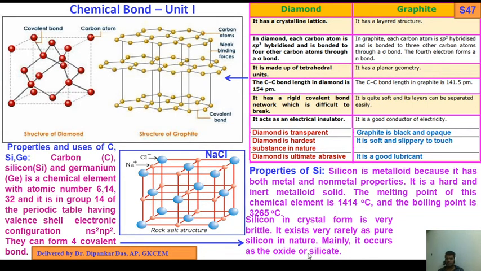Mainly it occurs as the oxide or silicates. Actually, we get silicon in the form of oxide or silicates. It very rarely exists in the pure silicon form. It is always associated with oxides or silicates. Okay. So in this way we can get the silicon.